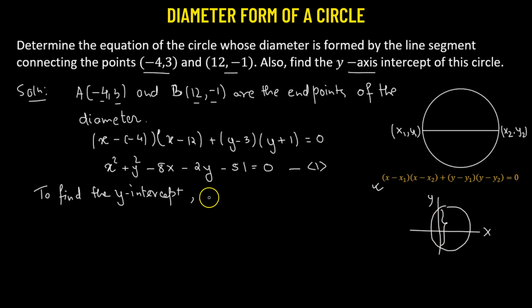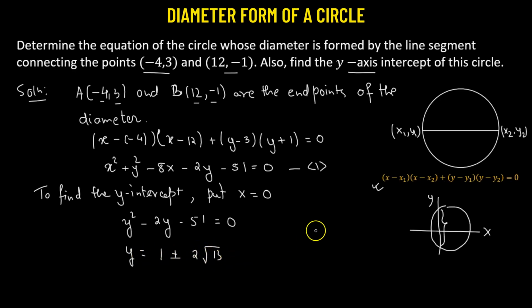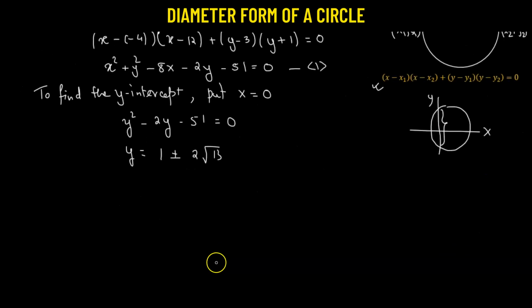To find the y-intercept, all you have to do is use x equals 0. So our equation now becomes y squared minus 2y minus 51 equals 0. This is a standard quadratic equation. We can use the quadratic formula to obtain the value of y. So y comes out to be 1 plus or minus 2 times square root of 13. Now we are getting two values. One of the values is 1 plus 2 times square root of 13. Let's say this is the upper point A prime with coordinates (0, 1 plus 2 times square root of 13).